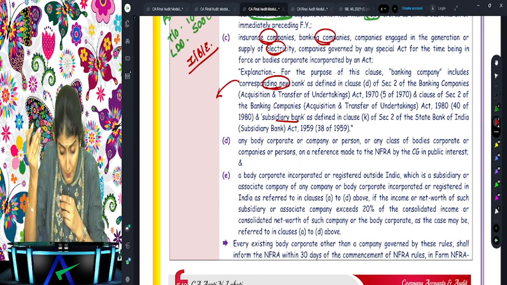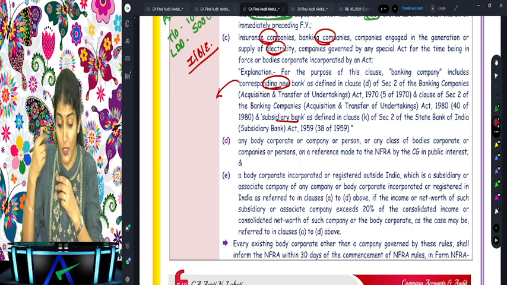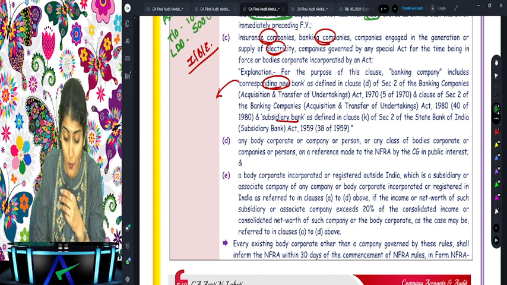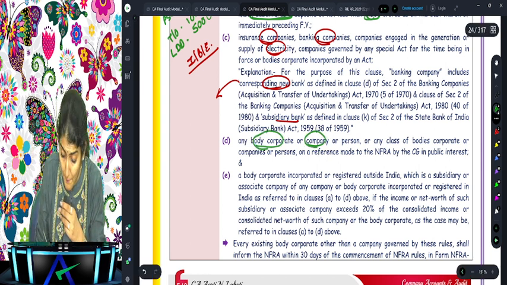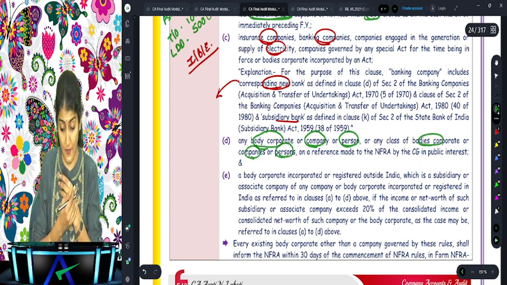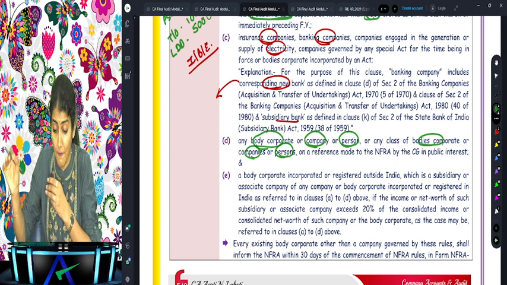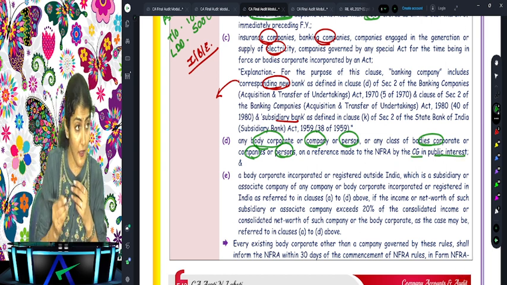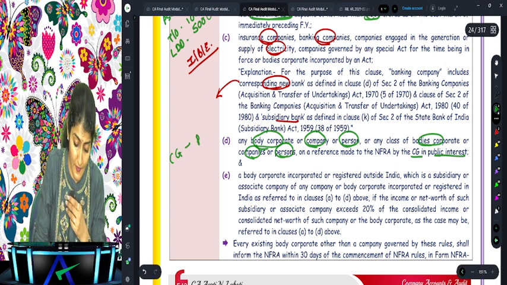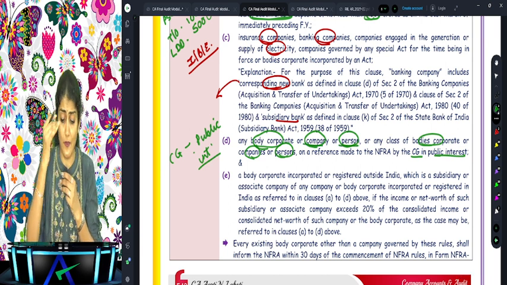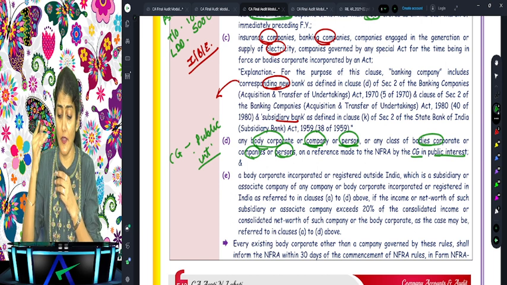Then any other body corporate or a company or a person, oh my God, now they are not only talking about the body corporate or company. What does it say? Any body corporate company or a person or classes of body corporate companies or persons where reference is made to the NFRA by the CG in public interest. So who has made a reference to the NFRA? The CG. That it is in public interest that you please look into these body corporates, companies or the persons.